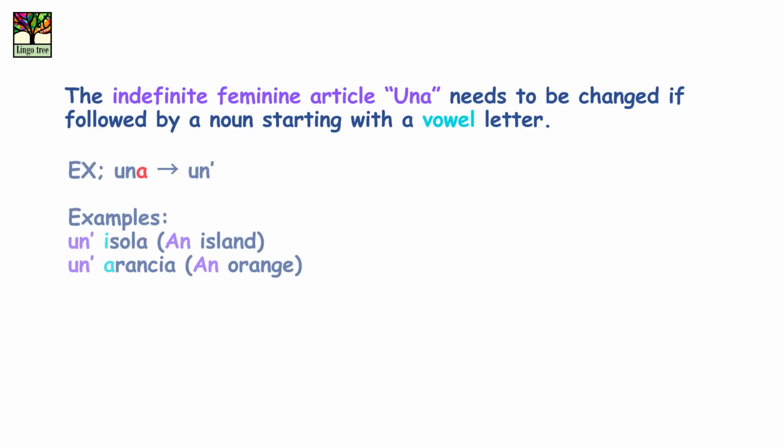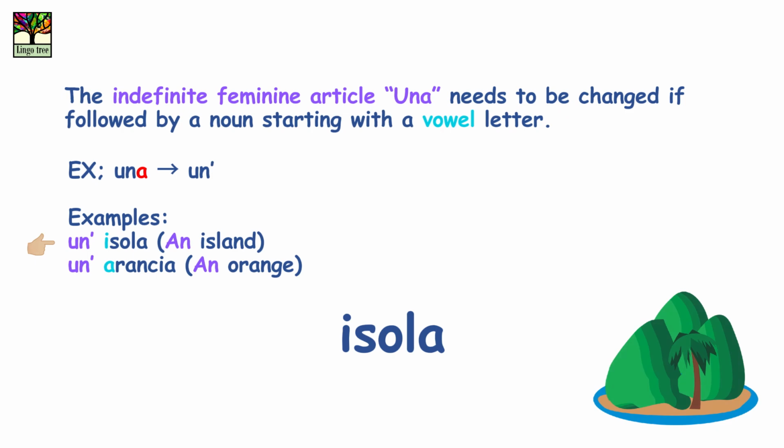Attention! There is one little variation which you need to pay attention to. The indefinite feminine article, una, needs to be changed if followed by a noun starting with a vowel letter. For example, isola, an island. Island, in Italian, is considered a feminine noun and as you can see it begins with a vowel letter. Therefore, as previously explained, in this case, we use the article una, used for feminine nouns, and because in Italian we don't put two vowel letters together, the ending vowel letter, a, of the article is replaced with an apostrophe.